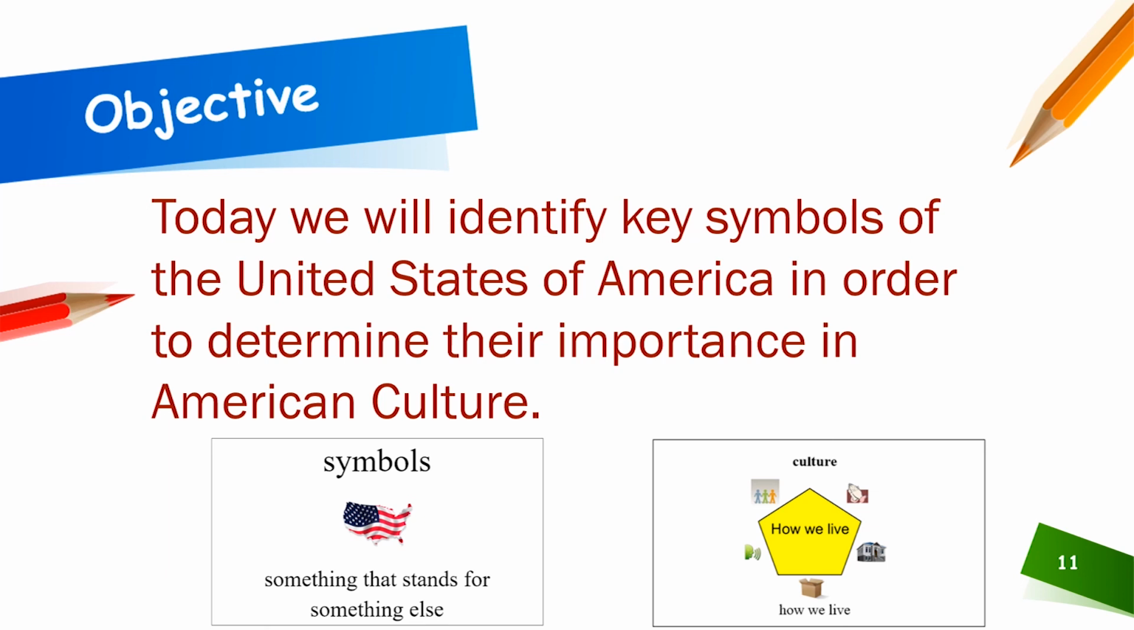Let's make sure we accomplished our goal today. Today, we set out to identify key symbols of the United States in order to determine their importance to American culture and the way we live. Through our research, we identified key symbols like the American flag and the Statue of Liberty, and we also learned about their meanings and how each symbol impacts how we live. I'd say today was a job well done.